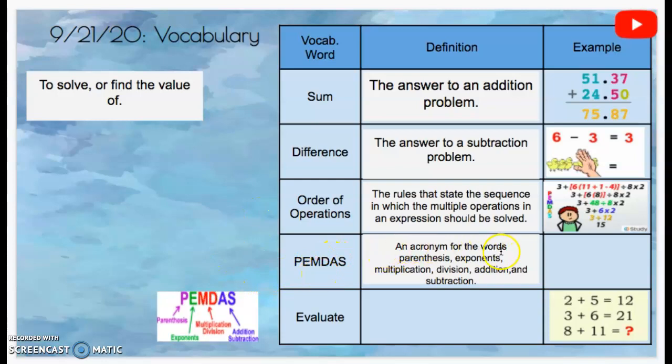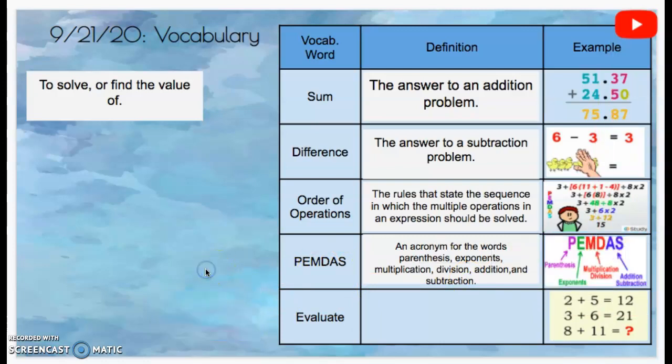PEMDAS, an acronym for the words parentheses, exponent, multiplication, division, addition, and subtraction. PEMDAS. Please excuse my dear Aunt Sally. That's what we like to say. Please excuse my dear Aunt Sally. Here's a nice picture of it, and bada bing, bada boom, perfect.